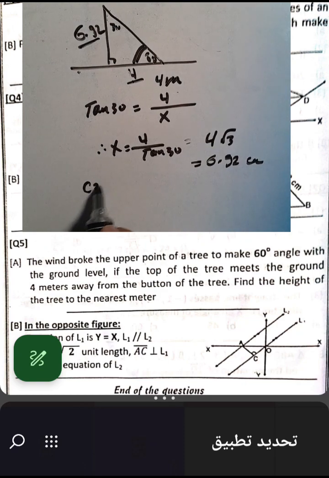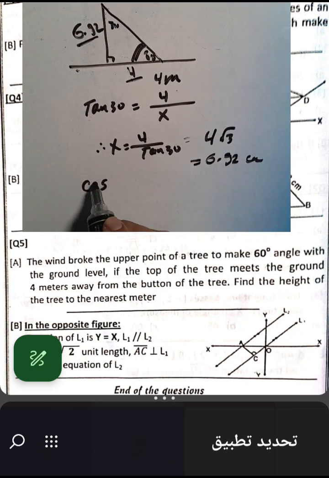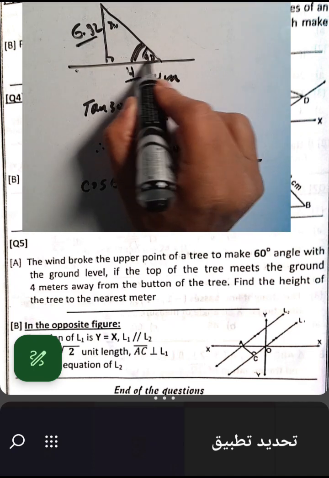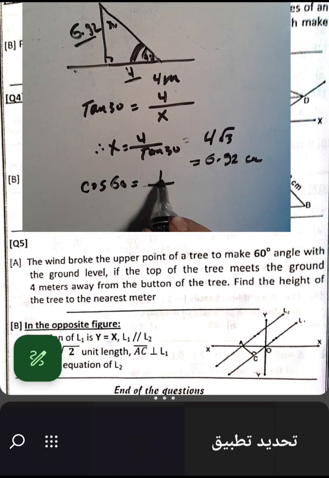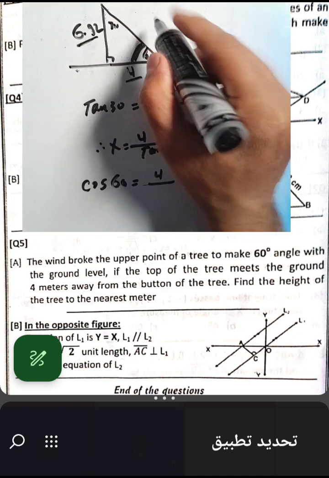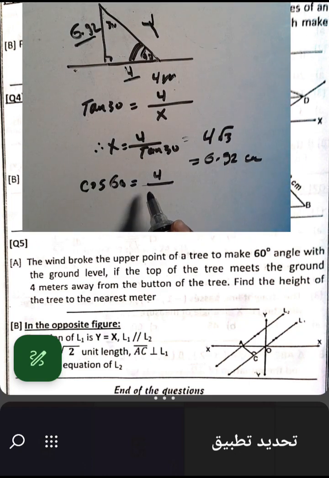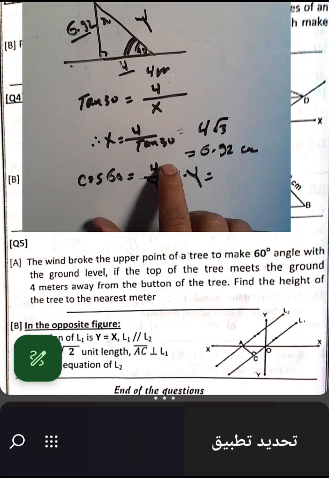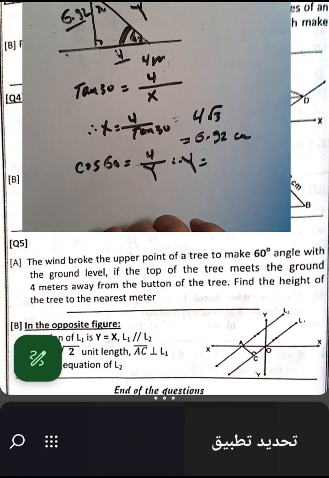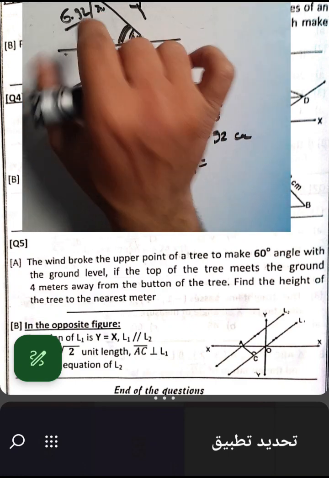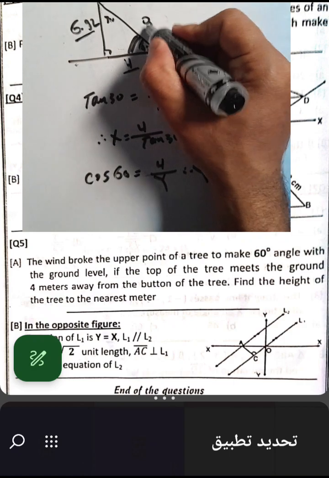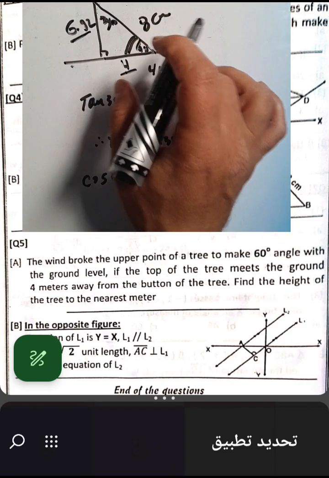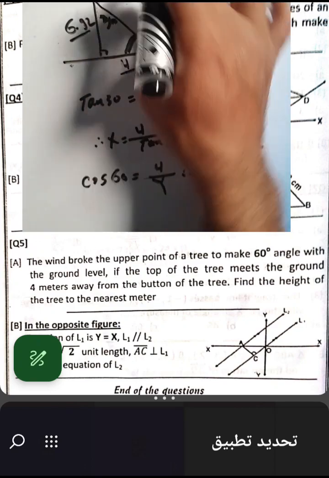Cosine of this angle, which is 60, equals 4 over the hypotenuse y. Then we can find the length of y by writing 4 over cosine 60. Or this is 30, then this side length will be 8 centimeter, because here we call it a 30-60 triangle. Then side 4, and here 8, and here it will be 4 root 3.